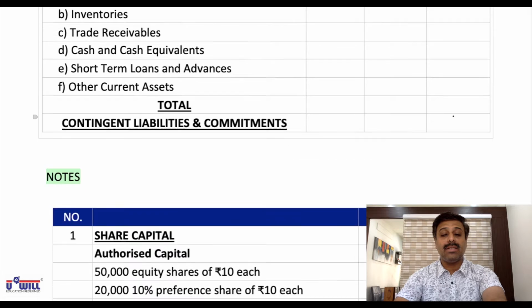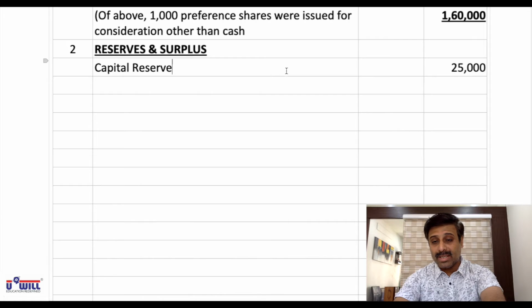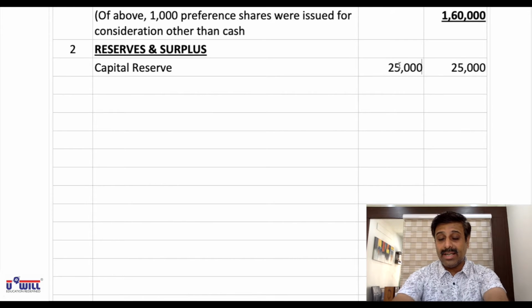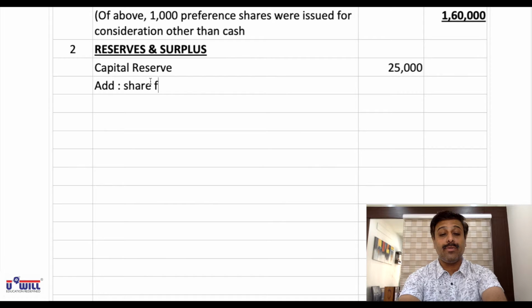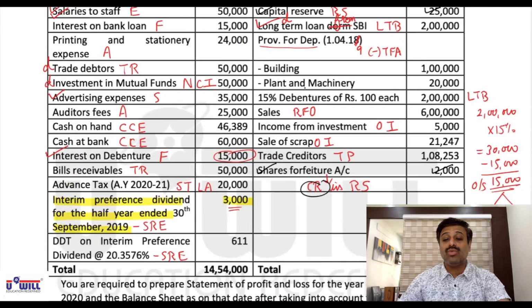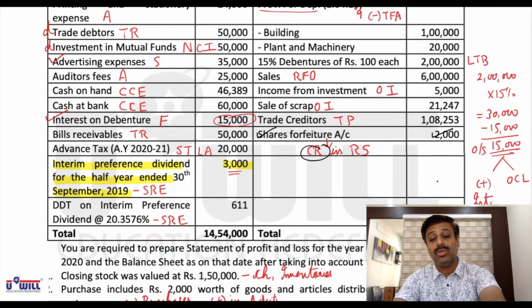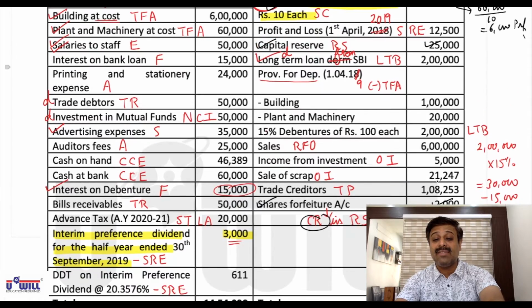So capital reserve of 2,000 itself means we can add it here. Do one thing: show this 25,000 in the inner column, and since capital reserve is already there, we will add the share forfeiture balance of 2,000 to it. So total capital reserve will become 27,000. Since capital reserve is already there in the trial balance, we don't have to show this 2,000 separately. In the same capital reserve of 25,000, we will add this share forfeiture of 2,000.